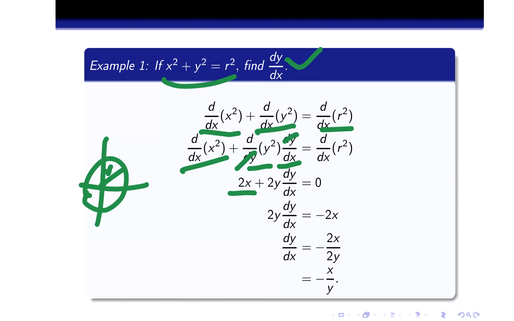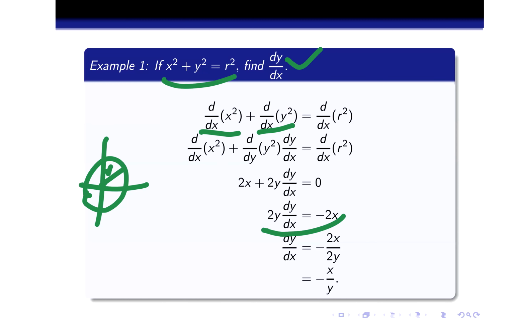So instead of d dx of y squared, you now have d dy of y squared multiplied by dy dx. And d dy of y squared is still 2y. When you differentiate y squared, you get 2y with respect to y. And then dy dx is here to balance it out, and that is exactly what we are looking for. Since radius is constant, d dx of r squared is 0, and then all you have left is, you can transfer 2x to the other side. That's minus 2x. So you have 2y dy dx equals minus 2x. And then dy dx is what you're looking for.